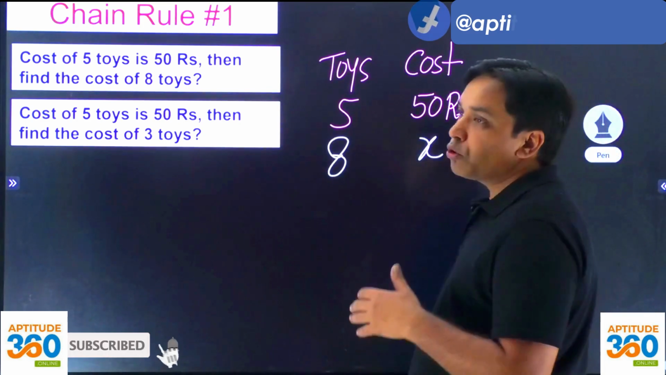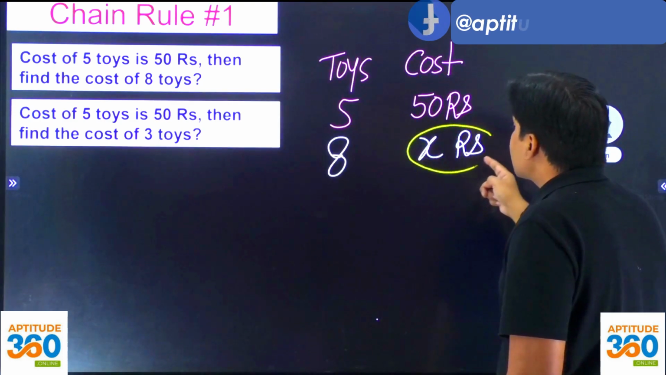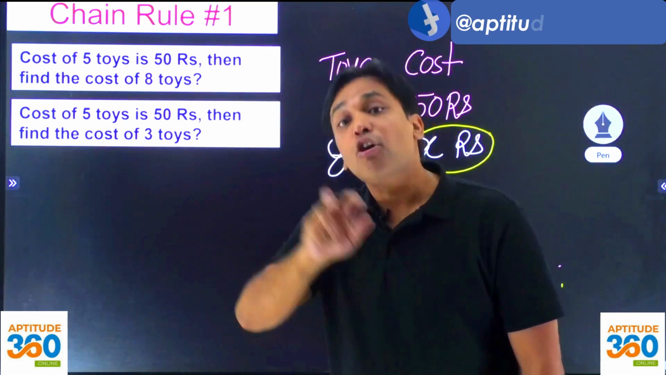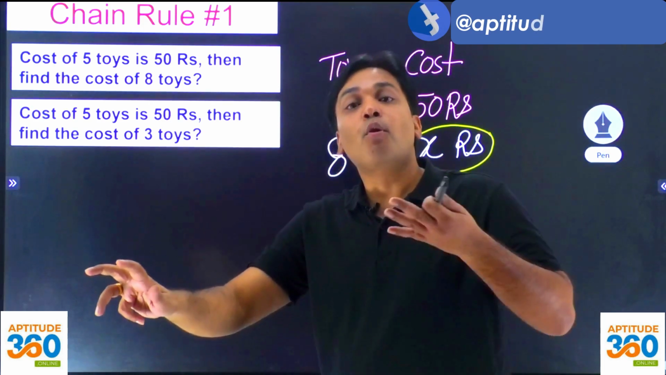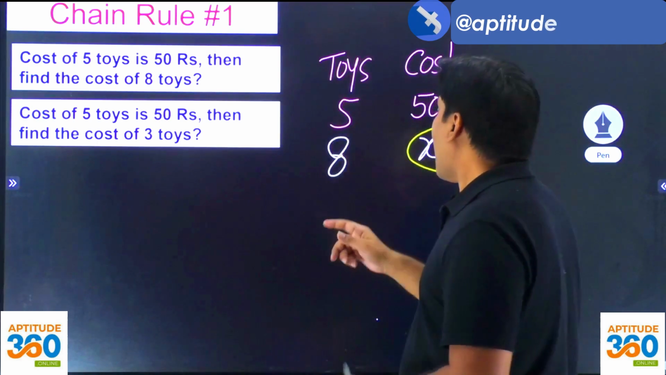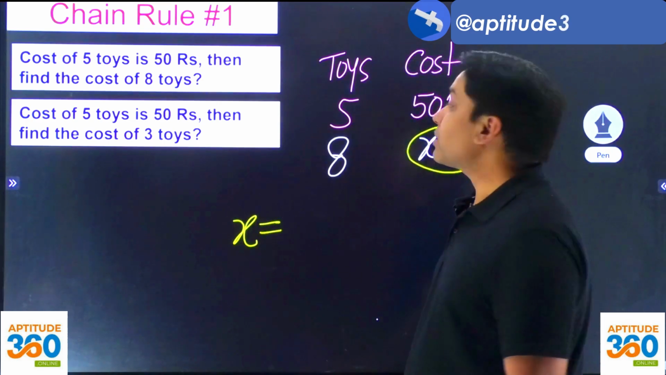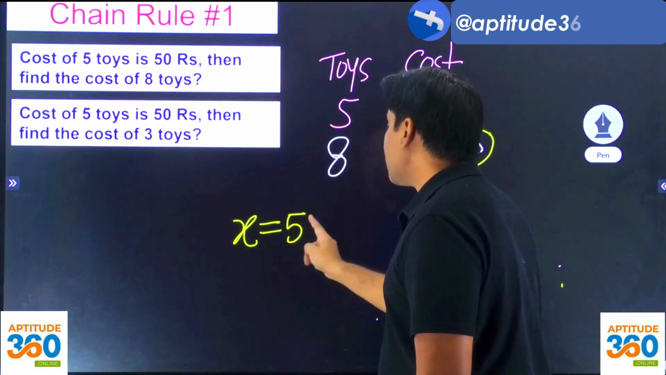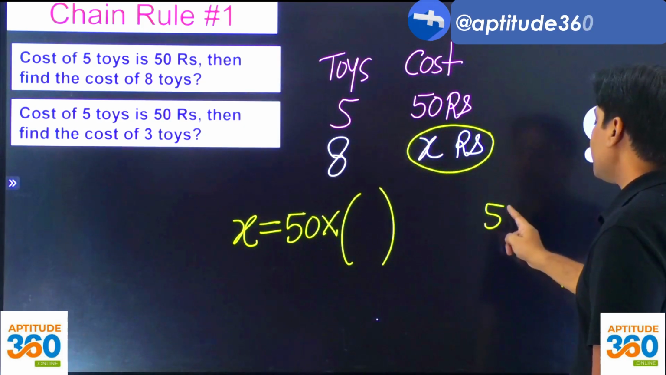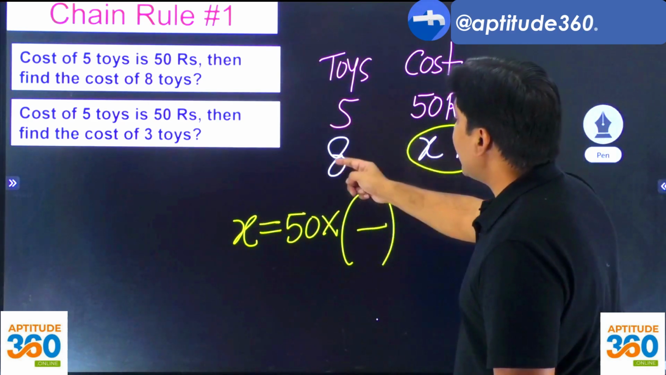First thing first, do you understand this statement that the value of X certainly is going to be more than that of 50 rupees? If you have got 5 toys, then the cost is 50 rupees. Now you have got more toys. So obviously the cost is going to be more than 50 rupees. Now, how do I simplify this problem? By using chain rule. So this value X certainly is going to be 50 into a ratio. This ratio could be either 5 by 8 or 8 by 5.